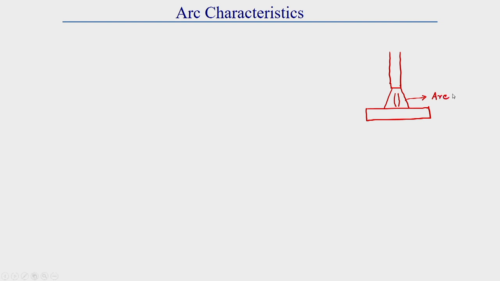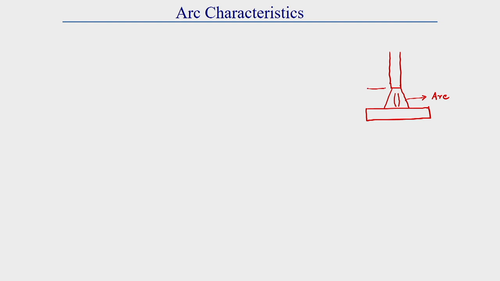So, what is the characteristics of the arc, which is very much important before going into detail about characteristics of the power source. This arc is generated in between the workpiece and the electrode. The welding voltage is whatever voltage is available in this arc gap. That means in this region in between electrode and workpiece, whatever voltage we get is called welding voltage. Generally, this voltage depends on the length of the arc.